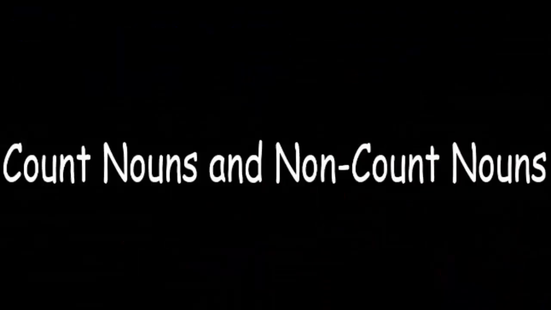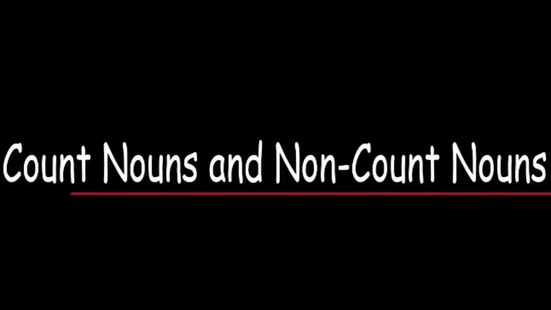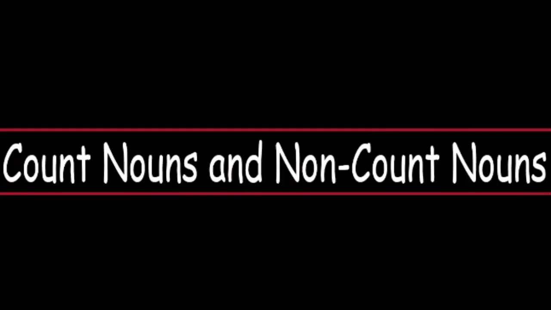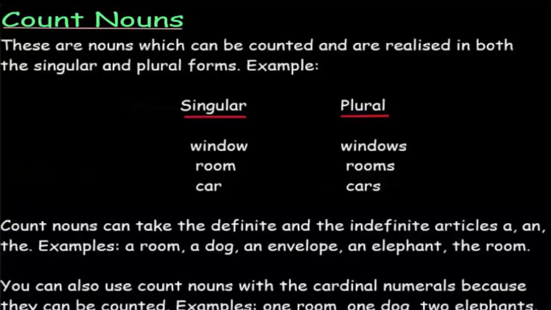Now, our next focus is on count nouns and non-count nouns. We're talking about countable nouns and uncountable nouns. So we call them count nouns and non-count nouns. Count nouns are nouns which can be counted and are realized in both the singular and plural forms. Count nouns means you can count them. That's just the meaning.